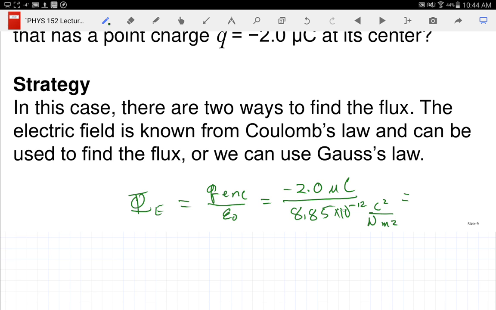I don't know what that number is. Somebody want to tell me? I know it's negative. Pretty proud of that math skill. Approximately negative 226,000.